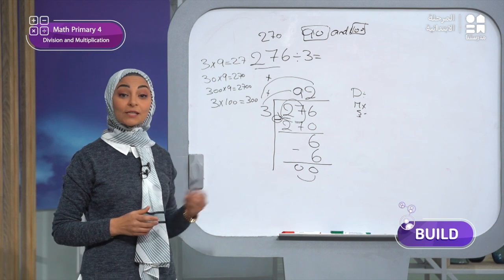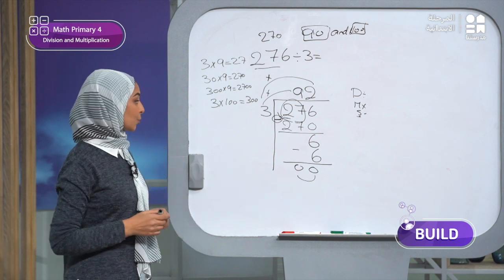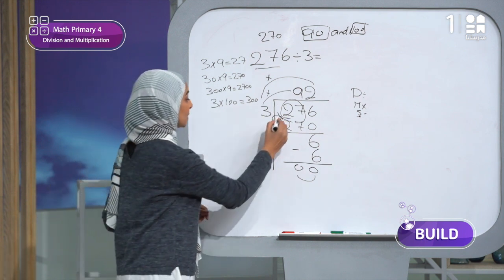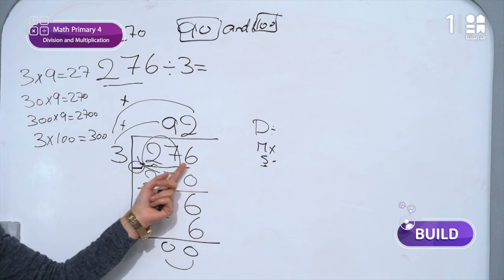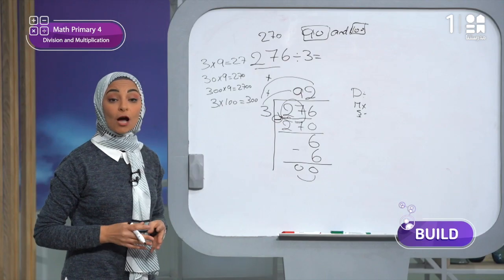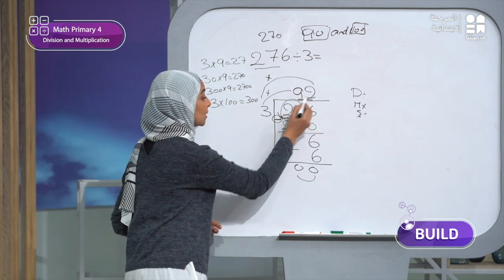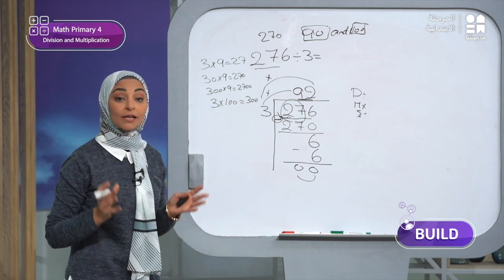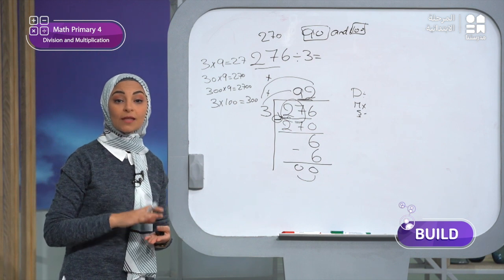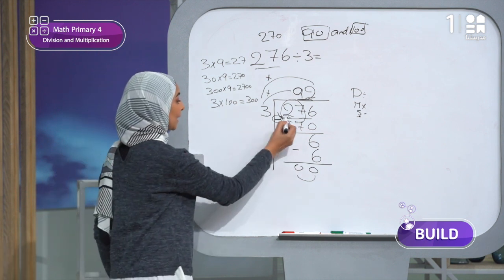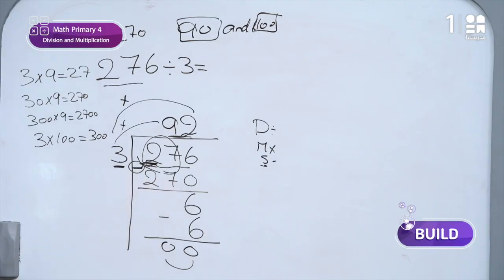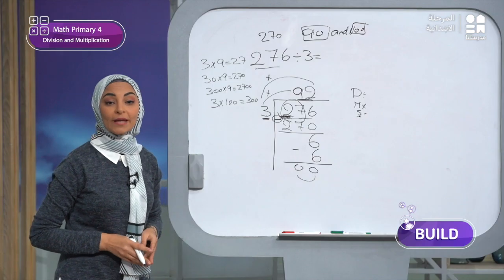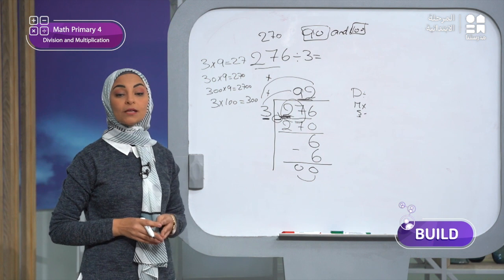And if you take a look at this problem, you will find that the dividend is a 3-digit number, which is 276. Okay, and the quotient, how many digits? Yes, the quotient is only 2 digits, right? And that's why, because the digit that has the highest place value, which is 2, is less than the divisor, which is 3. If we look at it this way, we find that 2 is less than the divisor, which is 3. And that's why we have the quotient only 2 digits. So we added the 100 and the tens together, then we divide.